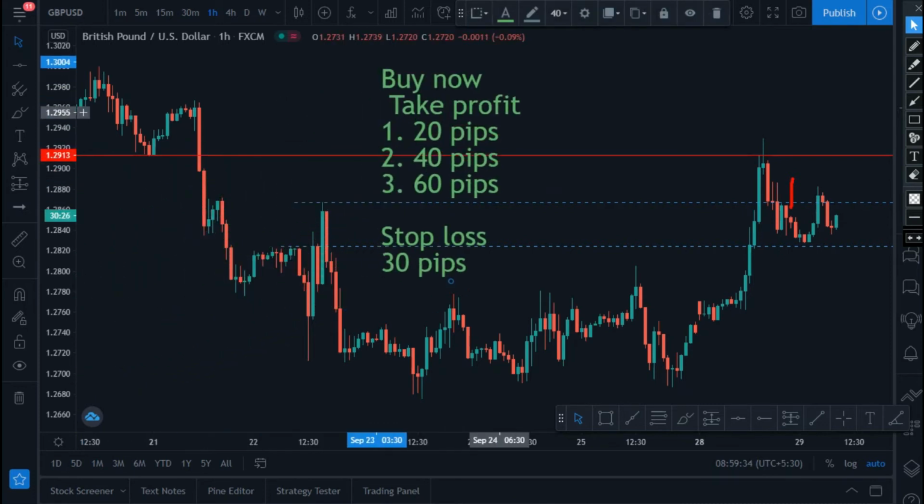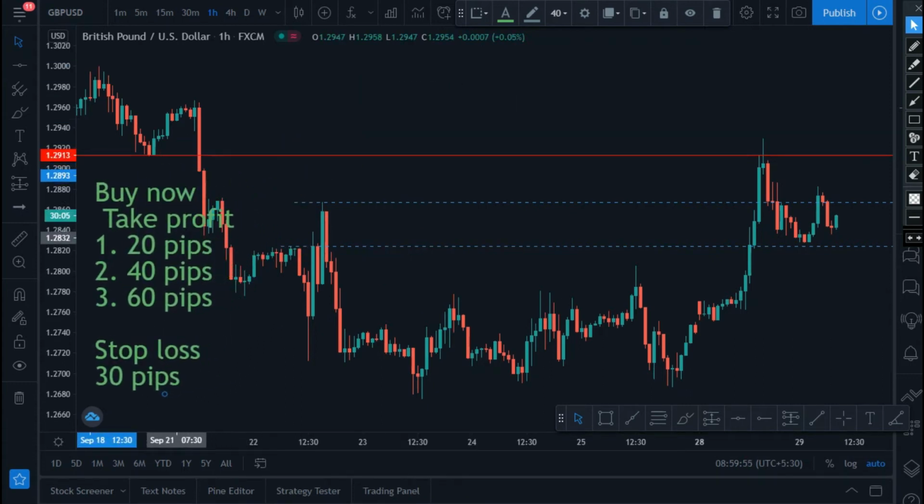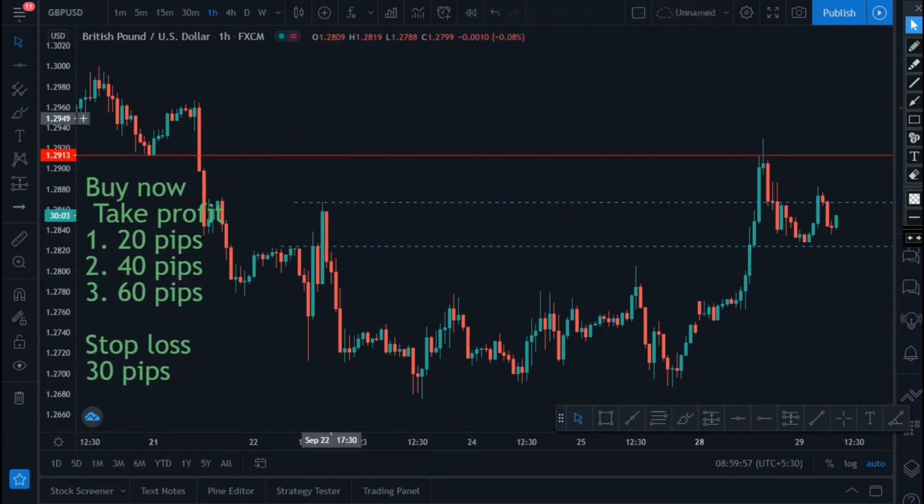So as you can see, it is a right moment to place a buy order, and the take profit will be 20 pips, the second take profit will be 40 pips, and the third take profit will be 60 pips, and you may keep your stop loss at 30 pips. So this is a good trading opportunity for GBP USD.